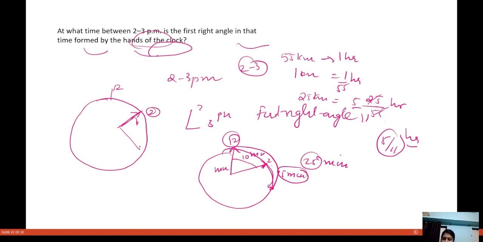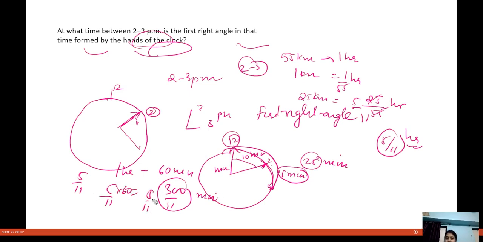Let us just solve this. We got this 5 by 11 hour. Now we got 1 hour is equal to 60 minutes. So 5 by 11 hour is equal to 300 divided by 11 minutes, because 5 by 11 into 60 is equal to 300 by 11 minutes.